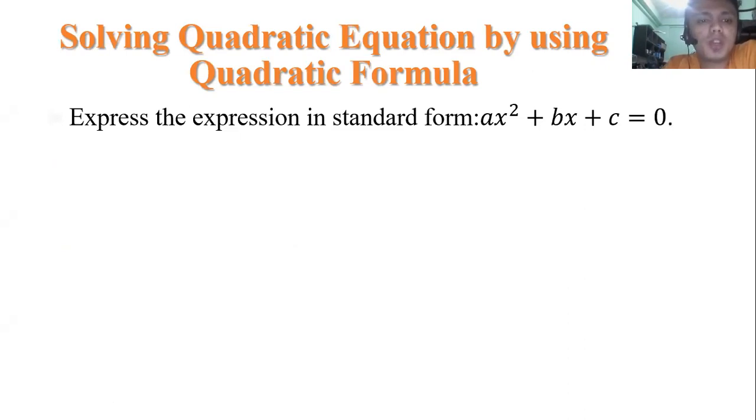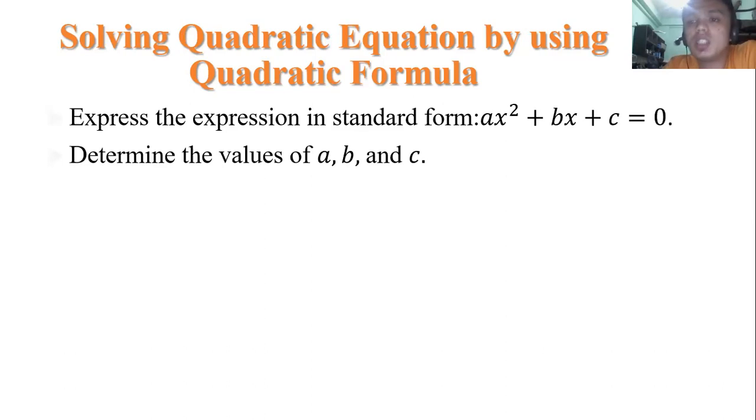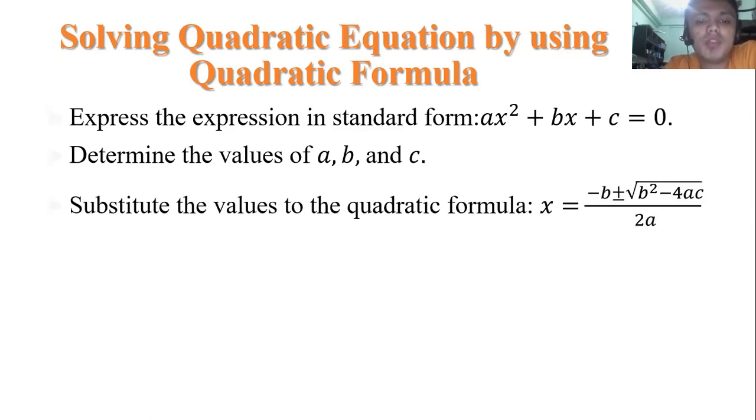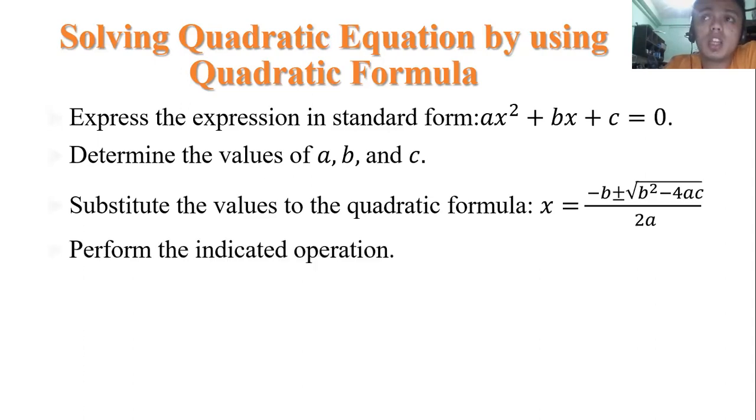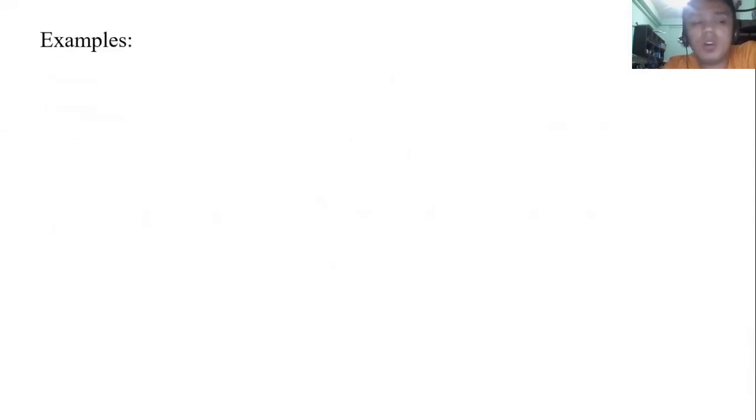First thing to do is to express the equation in standard form. We have ax squared plus bx plus c equal to 0. Then determine the values of a, b, and c. Substitute the values to the quadratic formula. We have x equal to negative b plus or minus the square root of b squared minus 4ac all over 2a. Then perform the indicated operation. Okay, so may formula tayo, no?